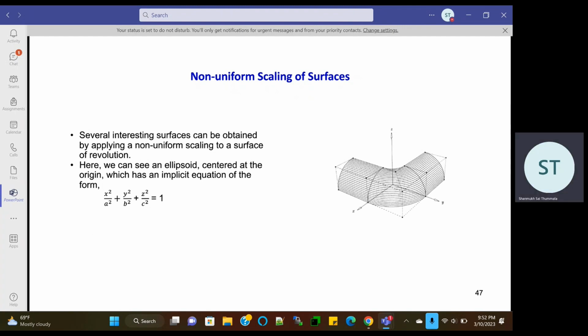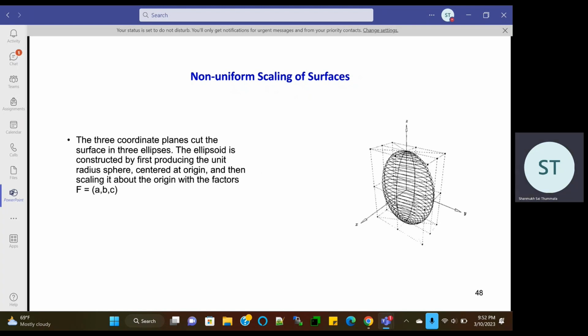Coming to the examples, there are several interesting surfaces that can be obtained by applying a non-uniform scaling to a surface of revolution. Here we can see an ellipsoid centered at the origin, which has an implicit equation of the form x squared by a squared plus y squared by b squared plus z squared by c squared equal to 1.